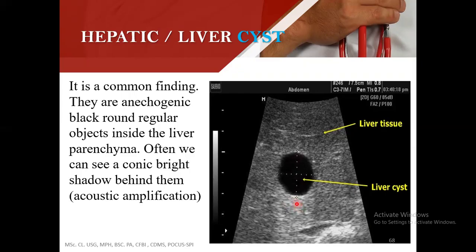Now, posterior to it, we have what? Enhancement. That's amplification. So it has a thin wall. Gallbladder has a thick wall, like a normal thick wall, but a cyst like this, simple cyst. This is a simple hepatic cyst. Why? Because it doesn't have solid content inside. You understand? So it is simple, and it's giving acoustic amplification here.